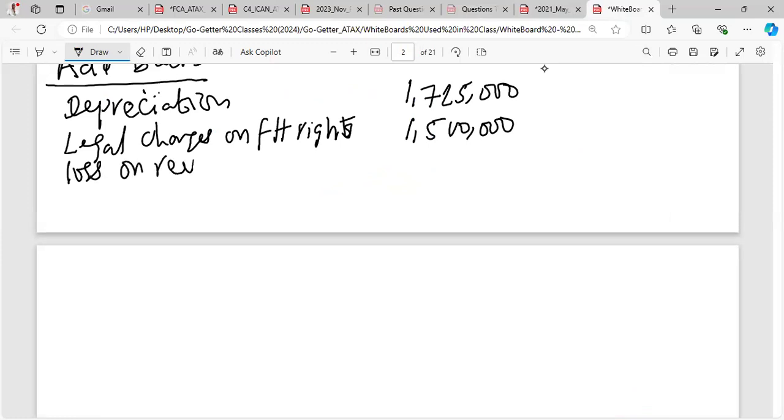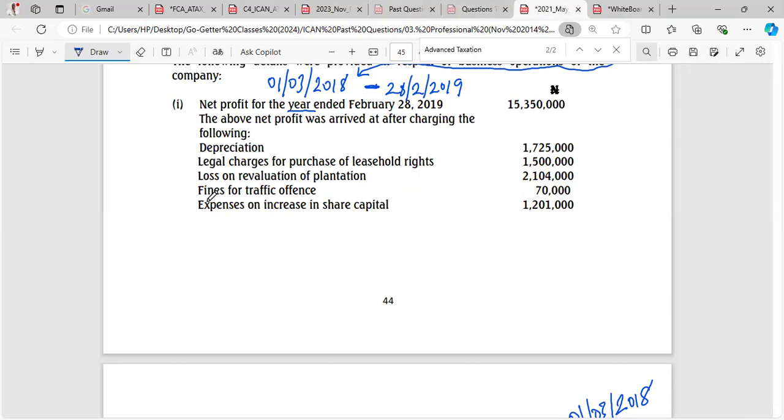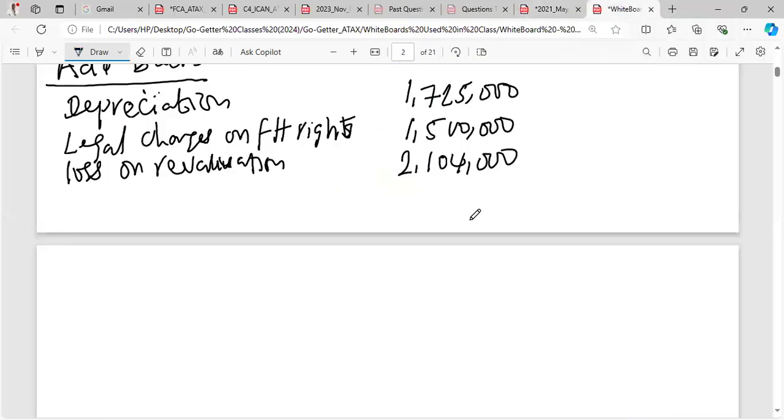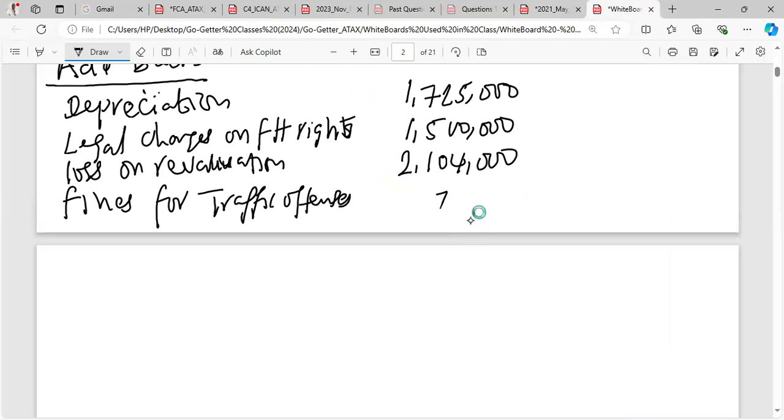Loss on revaluation, 2,104,000. Then the next thing here is fines for traffic offense. It was deducted, so we added back 70,000. Fines for traffic offenses, 70,000.